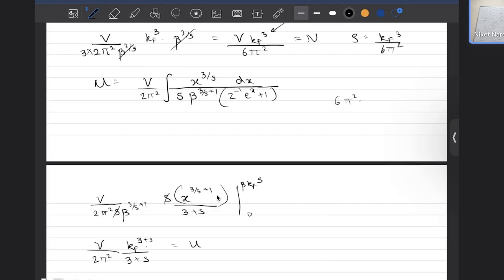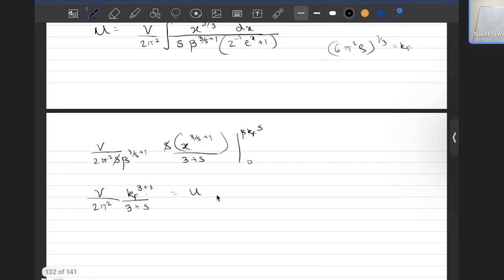Okay. So this dependence basically is 6 pi square rho, so 1 by 3 is equal to kf. So kf for 3 by s would mean v by 2 pi square into 3 plus s into 6 pi square rho over 1 by 3. So 1 plus s by 3 is equal to u.